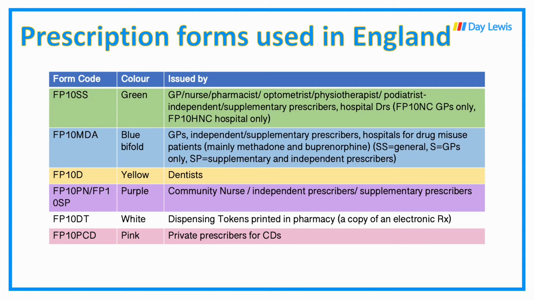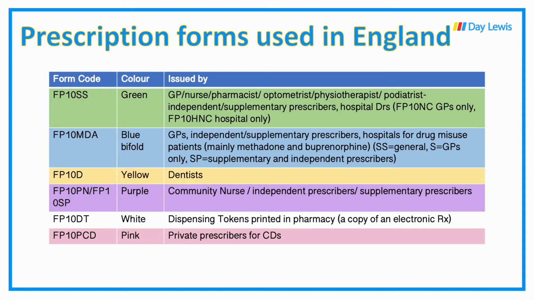So we spoke about specific prescribers being allowed to prescribe specific drugs on the NHS. In order to make this a slightly easier process, some of the forms have been split up. So you'll see an FP10SS, a green FP10 form, being used by GPs, independent prescribers, and hospital doctors as well. And you'll see the FP10Ds being used by dentists.